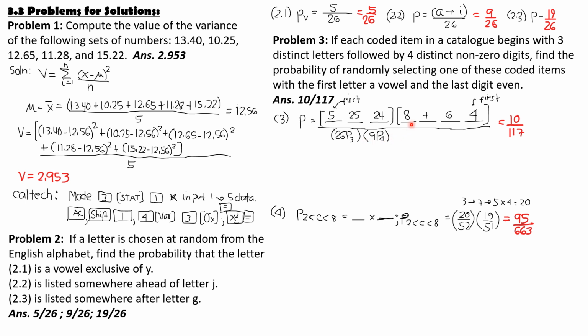For the second part, it's like arranging 9 different digits taken 4 at a time because we have 4 digits here. So this is the total number of outcomes. So simplifying that, that's 10 over 117.